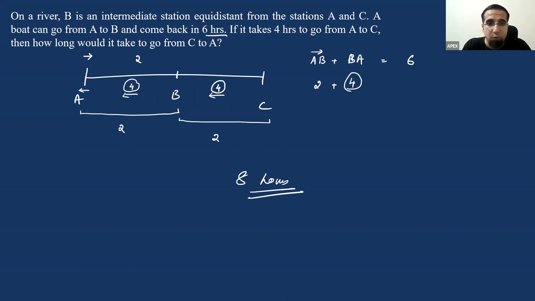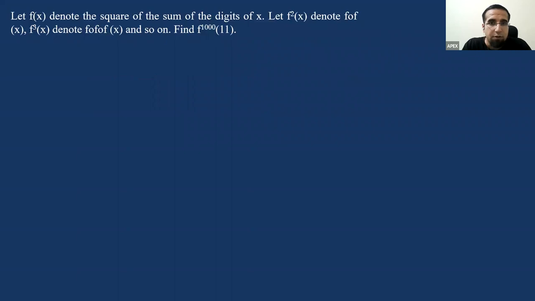Clear, guys? Right, let's move to the next one. So this is again a very simple question, guys. Whenever you see a question on functions, it is always coming up as a part of iterative functions. So let's see this question. So f of x, okay? F of x denotes the square of the sum of the digits of x.